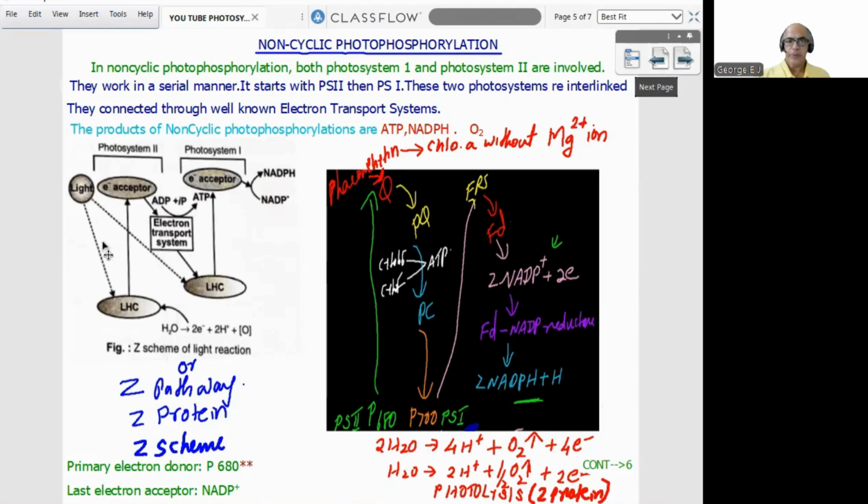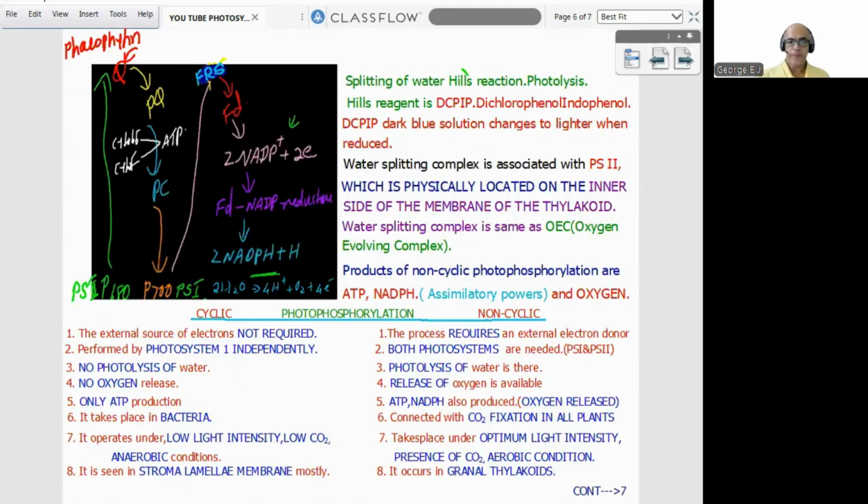Then we proceeded into DCPIP. What is the idea? Then the products of non-cyclic: ATP, NADPH, as well as oxygen. Then differences between cyclic and non-cyclic. After that, 5 theory questions and 5 NEET type questions with the key. That is regarding today's episode, Photosynthesis 3.